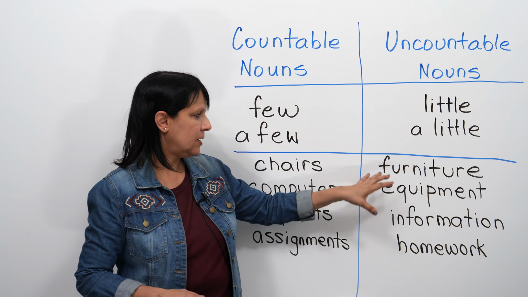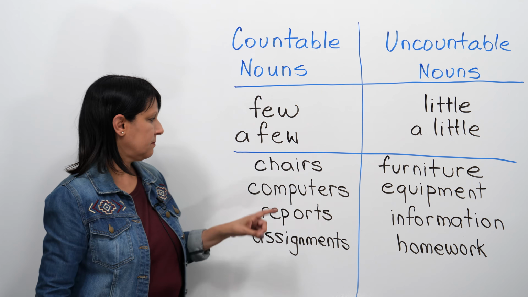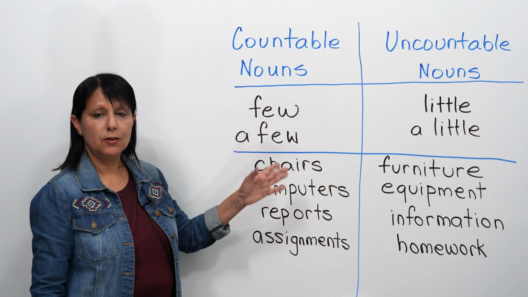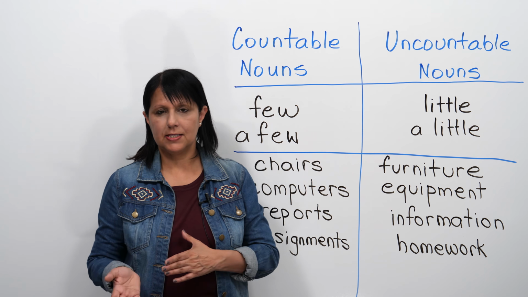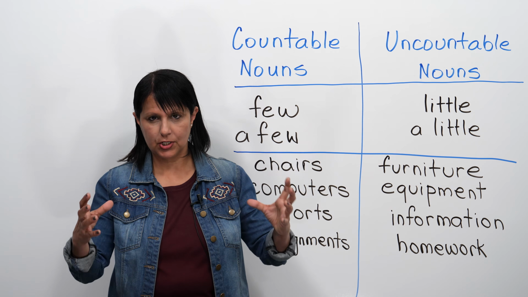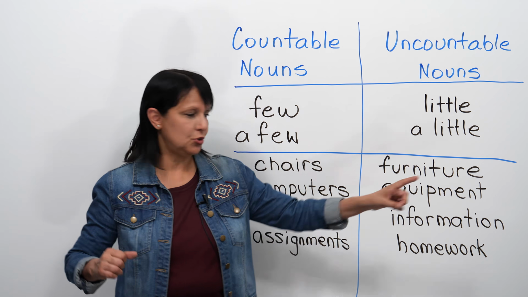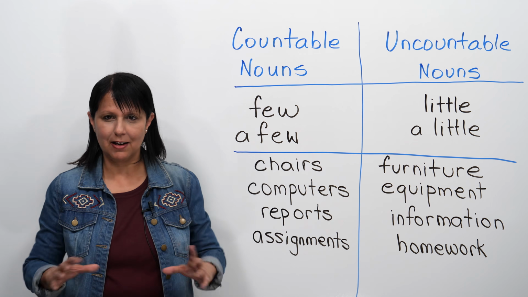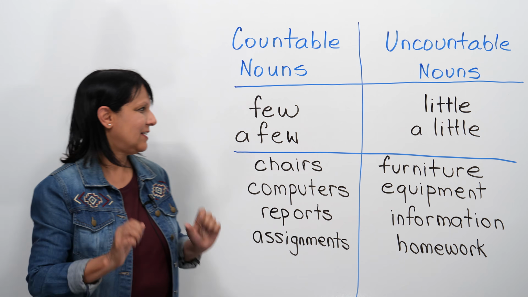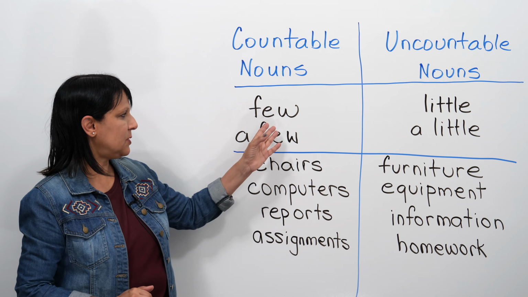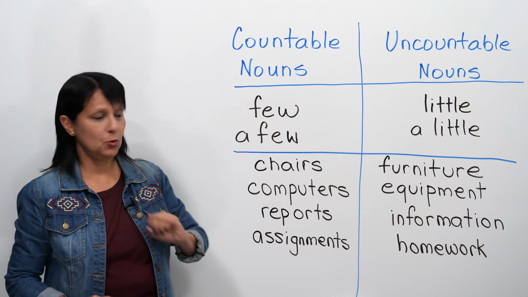For example, furniture. Okay? So we can say 1 chair and 2 chairs, but we cannot say the same for furniture. Furniture just stays furniture. You don't add an S at any time. It represents that group. Okay? All right. So now let's understand the difference between few and little and how they work.